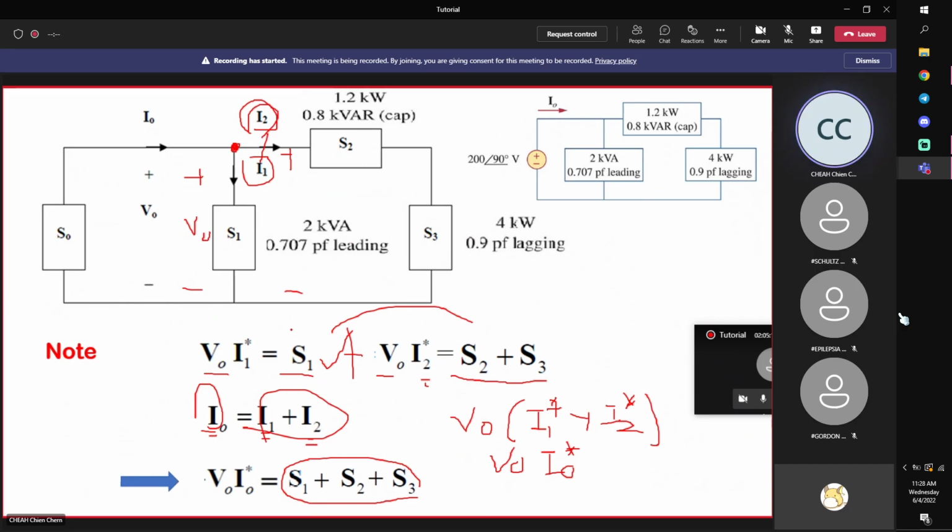So another way to solve the problem is this way. You find S1 in complex power form and divide by V0. You get the conjugate of I1, and remember to reverse the sign to get back I1. Then you find S2 plus S3, divide by V0, you get the conjugate of I2, reverse the sign, and you get I2. Add them up, and you also can get I0. So you can do it this way, or if the question asks you to find I1 and I2, then this is the way that you should do it.